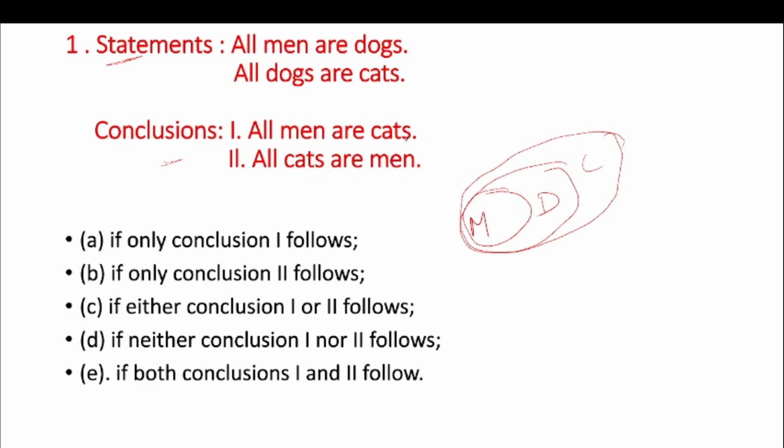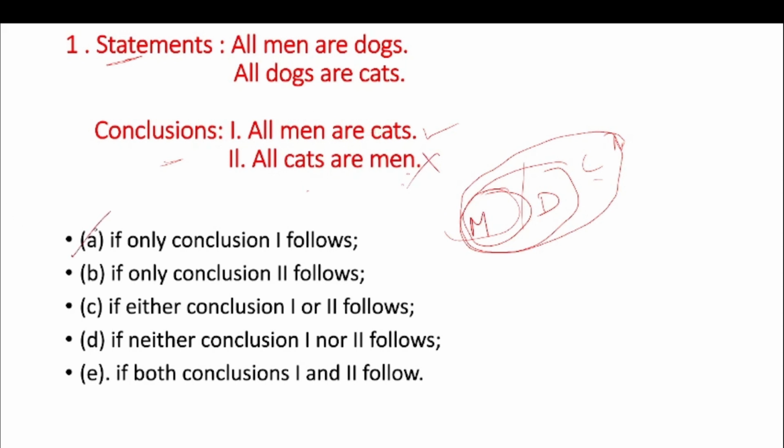So, all men are cats. What is given is men are dogs and dogs are cats. So you can clearly see in the diagram that all men are part of cats. So the first statement is true. The second conclusion is all cats are men. In the diagram, this big circle represents cats and this small circle represents men. So all cats are not men, right? Only some cats are men. If the statement were some cats are men, then it might be true. But here the statement is all cats are men, so it's not true. So only the first conclusion follows.